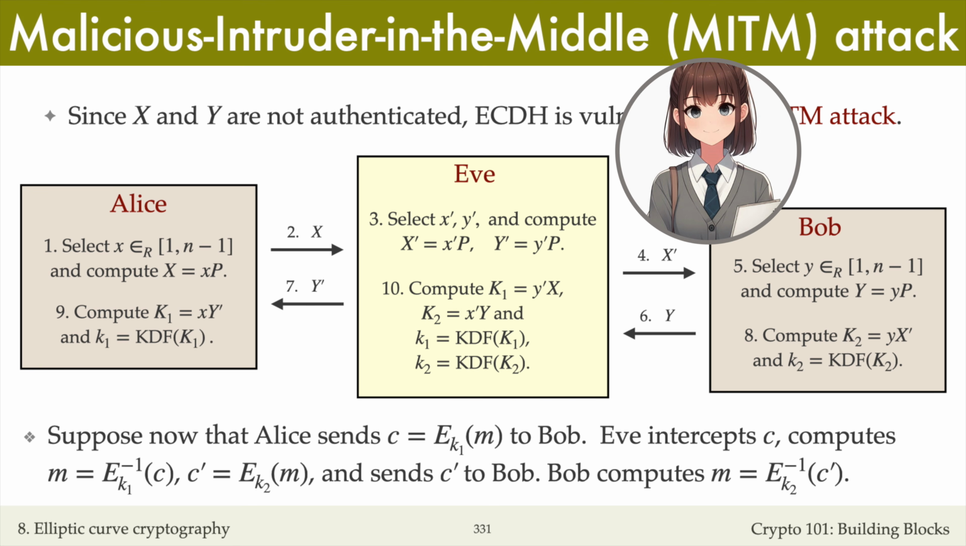A malicious intruder in the middle attack can be prevented by authenticating the points X and Y. This can be done using signed Diffie-Hellman. Alice would sign her point X using, let's say, her RSA private signing key, and Bob would verify the signature using Alice's RSA public verification key. The important question then is, how does Bob obtain an authentic copy of Alice's public key?